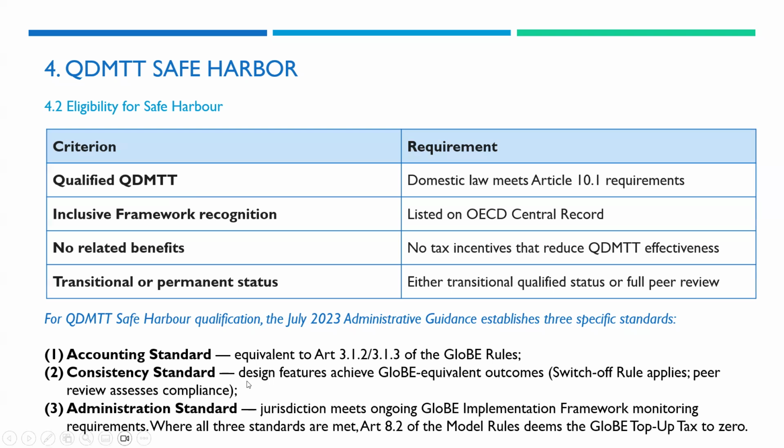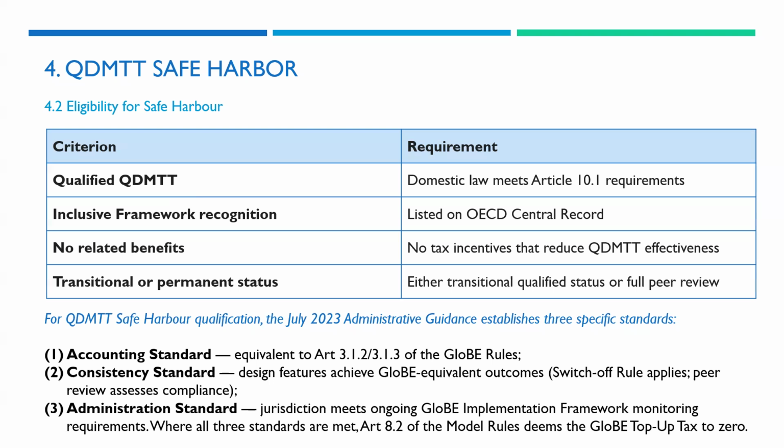It should be consistently followed. So let's say that tomorrow, if globe equivalent outcomes are not followed, if you're doing an amendment to your DMTT, then there is a switch off rule. They will switch off the safe harbor status. So that peer review will happen every time.